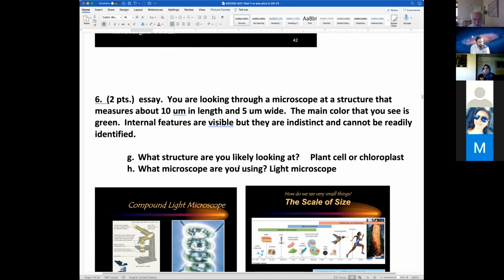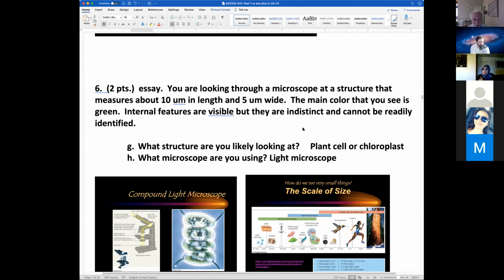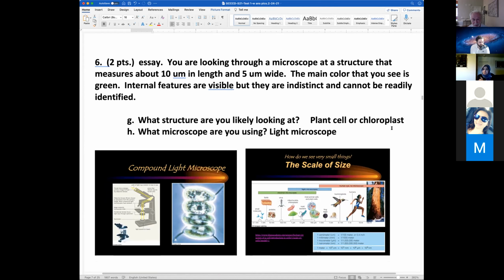Okay, you're looking through a microscope at something that measures 10 by 5 micrometers. The main color you see is green. Internal features are visible, but they're indistinct. So what are you looking at? Well, the answer is a plant cell or a chloroplast. Why?